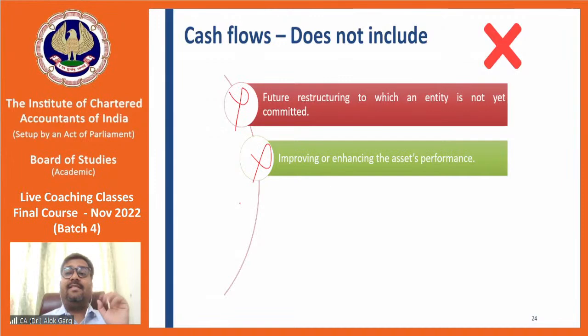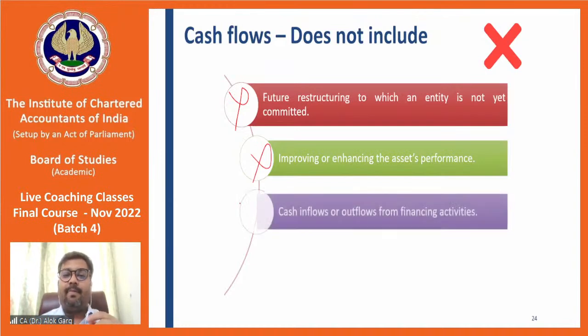Improving or enhancing the asset performance. You cannot say that after 3 years my asset performance will enhance or improve, that I will do some repair expenditure, it will improve, and so I need to take increased cash flow, improved cash flow after 3 years. Answer is no. You cannot take that.